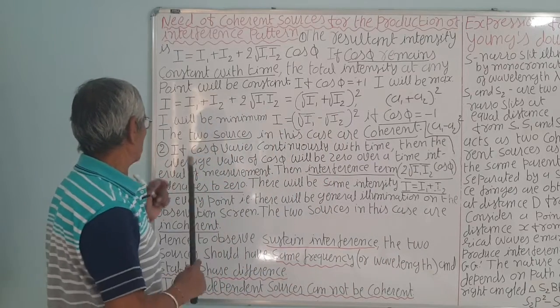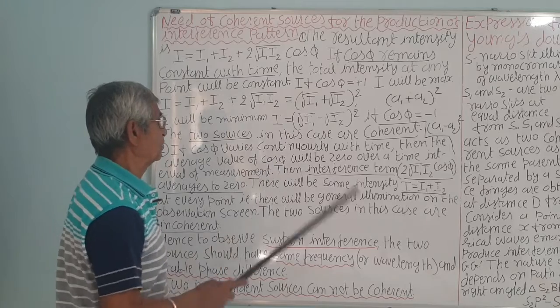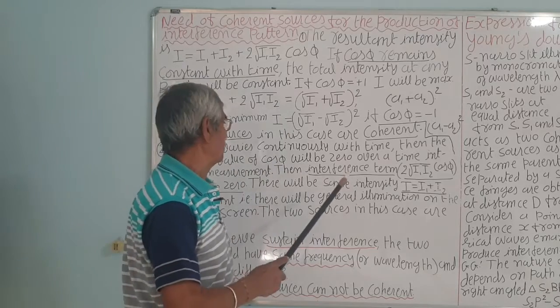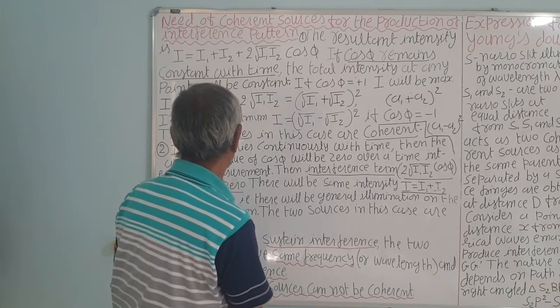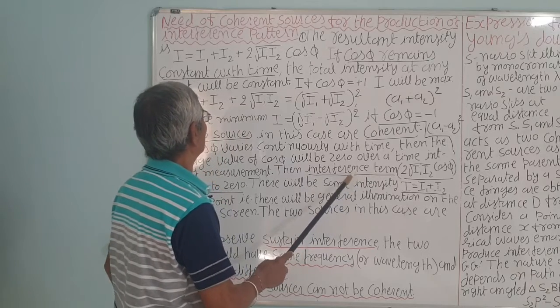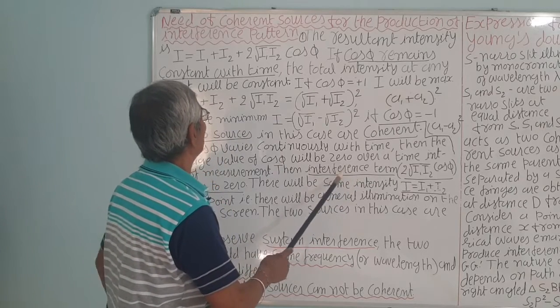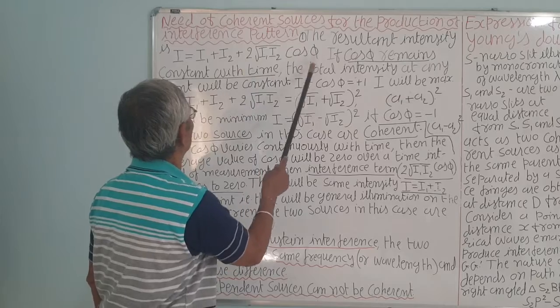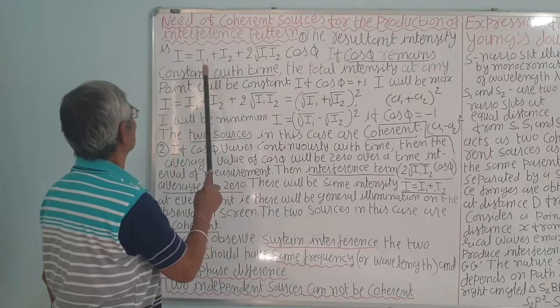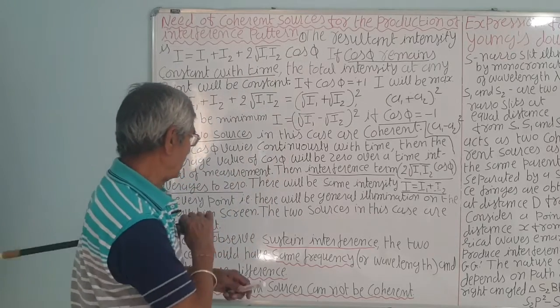Now, suppose cos phi varies continuously, then what will happen? The average of cos phi over the time interval will be 0. So, when cos phi is 0, this term will be 0. So, the total intensity will be just I1 plus I2, they will simply be added.